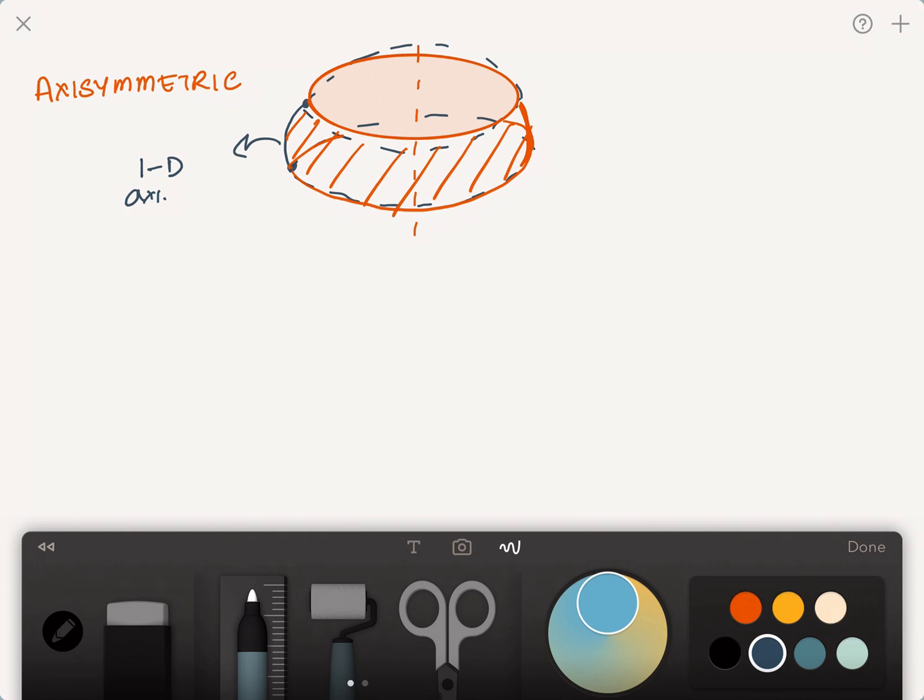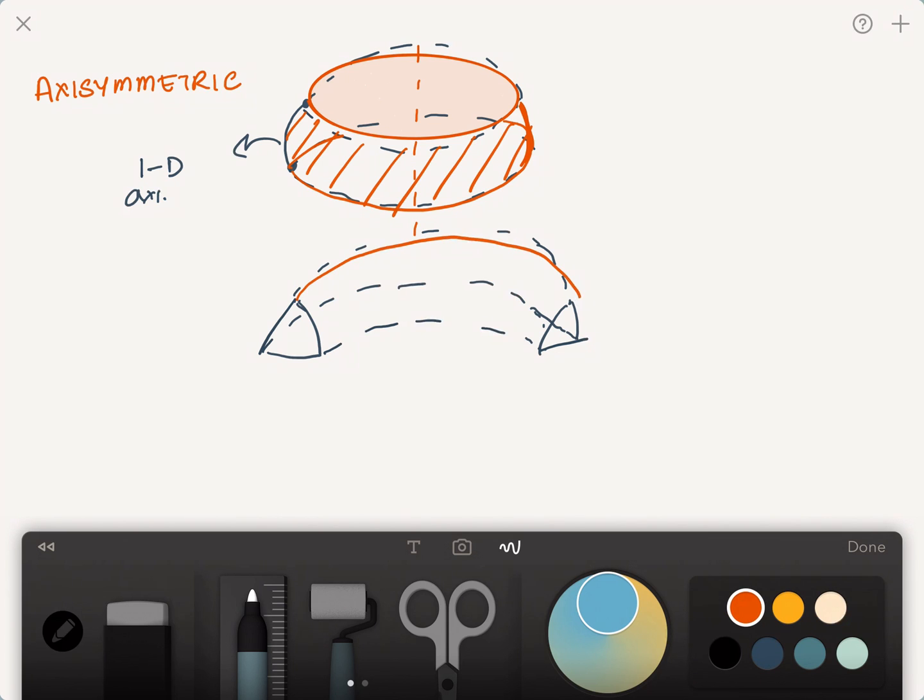In the same way, if we had a similar structure, but that was two-dimensional, so if I had something like this, and this particular element was rotated about a certain axis, and I ended up having a similar structure about an axis, this would end up being a two-dimensional axisymmetric element. So these are axisymmetric elements.